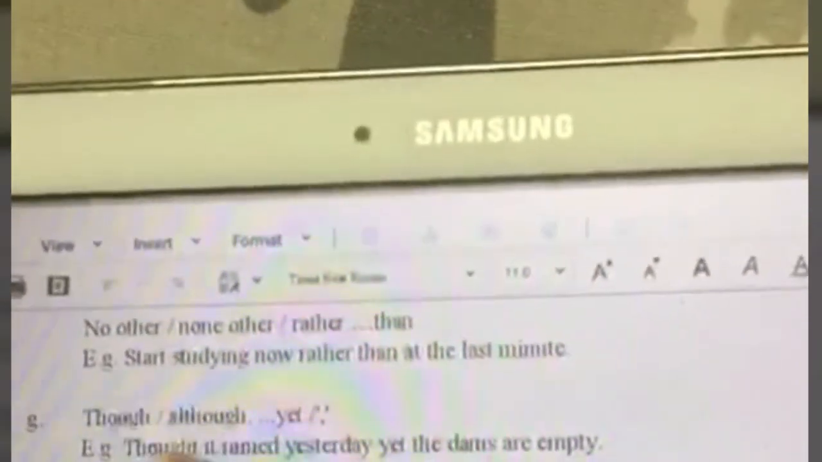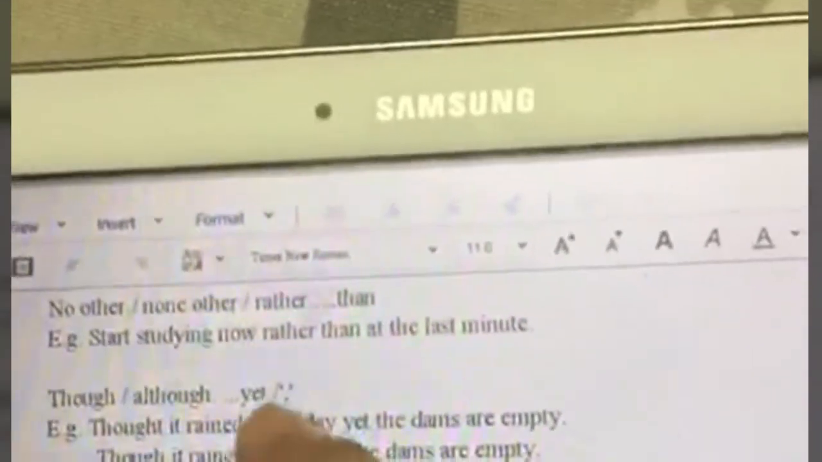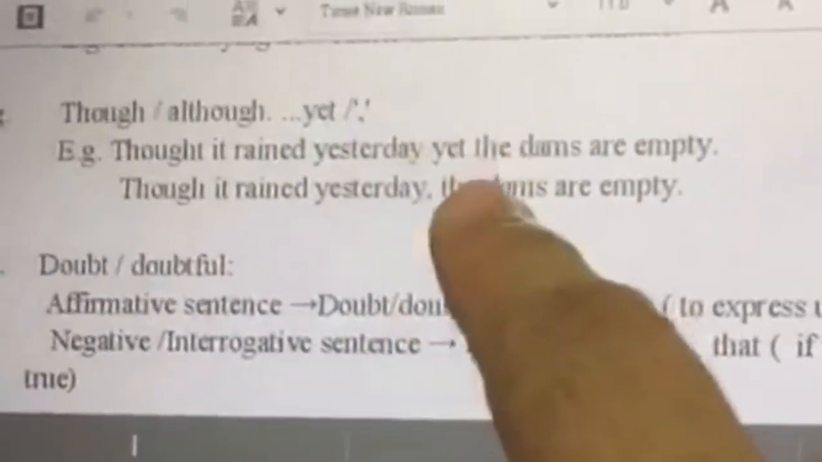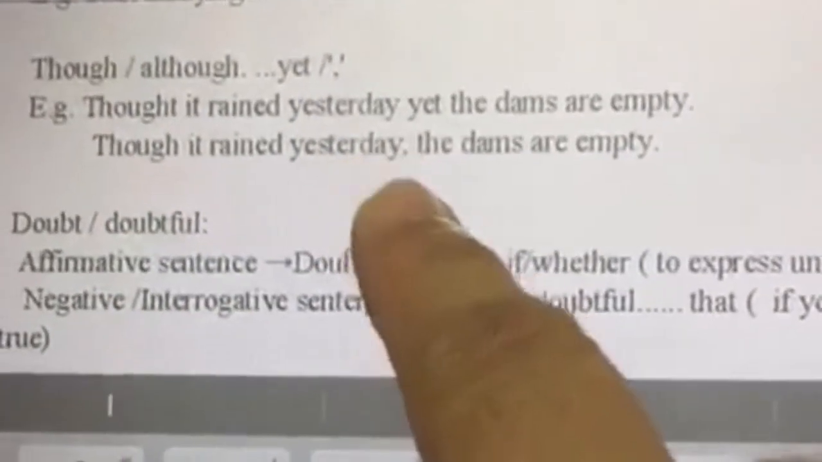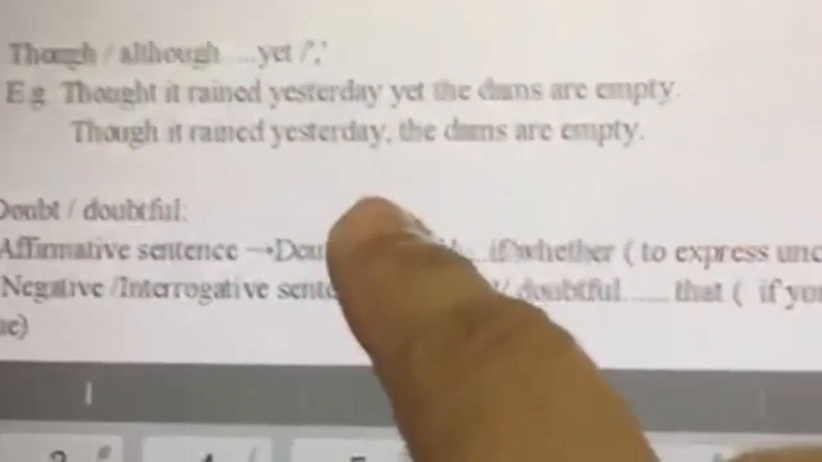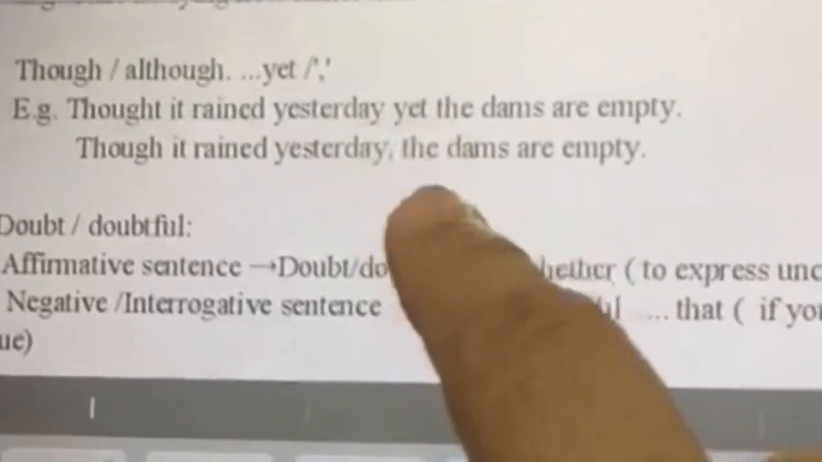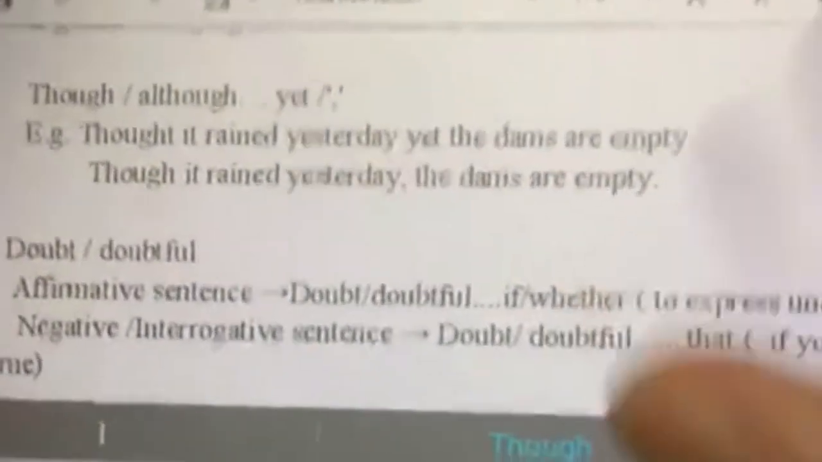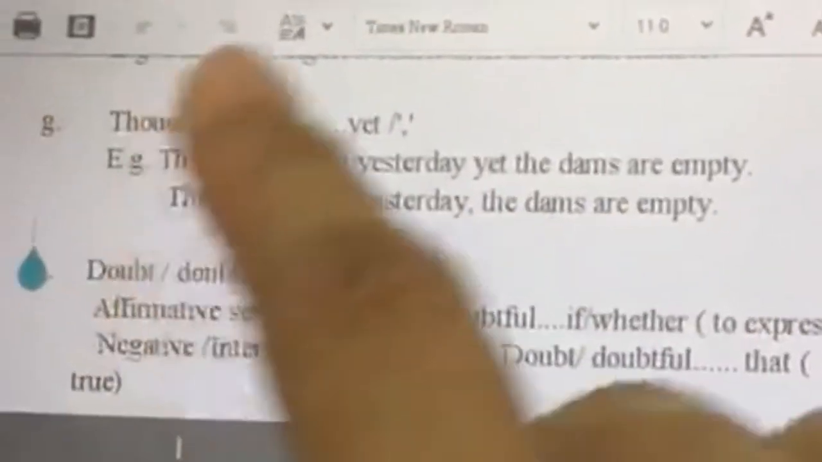If I use the conjunction though or although, then I have to use yet, or I just have to put a comma. I can say, though it rained yesterday, yet the dams are empty. Or I can say, though it rained yesterday, comma, the dams are empty. If I'm using the comma, then there's no need to add yet. If I'm using yet, there's no need to add the comma. But either is required whenever you use though or although as a conjunction. You can use either yet or a comma as given in these examples.